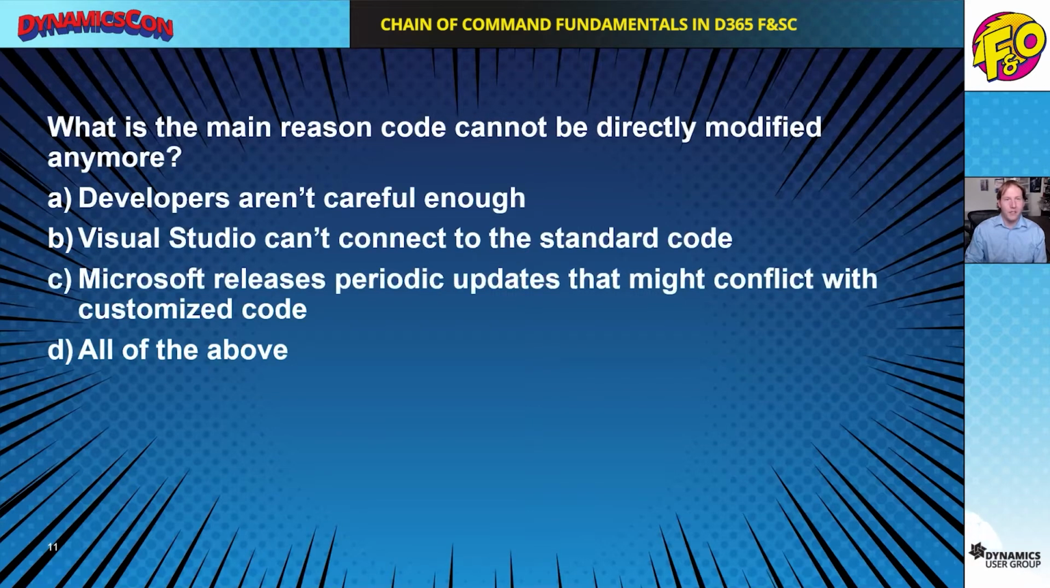So what is the main reason code cannot be directly modified anymore? Is it because developers aren't careful enough? Visual Studio can't connect to the standard code? Microsoft releases periodic updates that might conflict with custom code, or all the above? Well, hopefully it's not A or B. That's not true. So the answer is C: we've got periodic updates from Microsoft that we want to be able to take without having to do a lot of merging. And in fact, we don't have to do any merging. We apply this code together, and then we just do some regression testing. You can use RSAT if you want to help make sure that everything's working as expected.